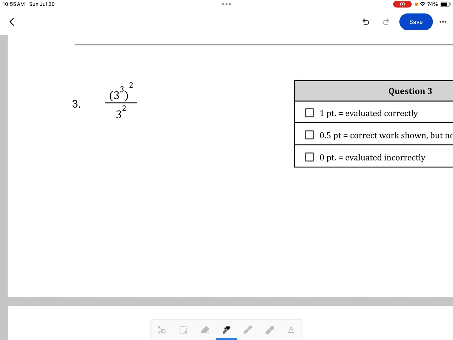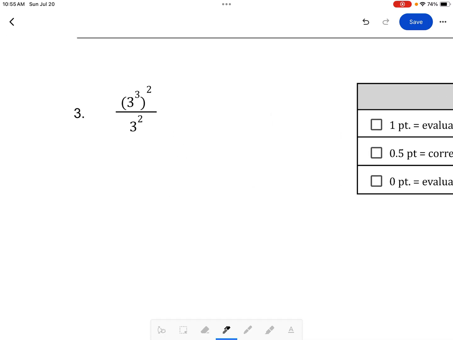Moving down to number 3. I start with taking 3 cubed to the squared, or a power to a power. When I take a power to a power, that means I multiply. 3 times 2 is 6. So this gives me 3 to the sixth over 3 squared. When I divide like bases, I subtract the exponents. So this is the same as saying 3 to the sixth minus 2. And that gives me 3 to the fourth.